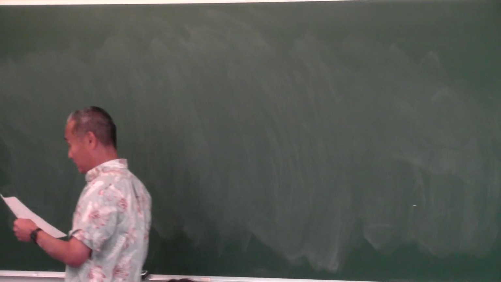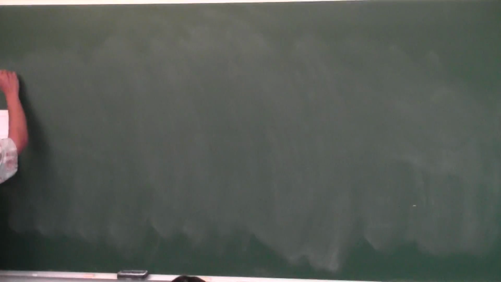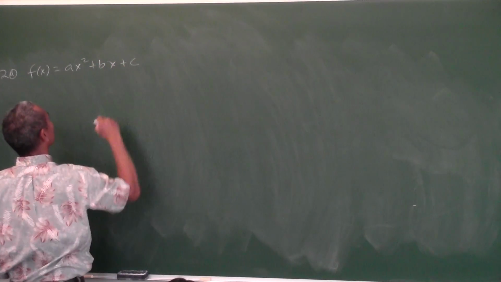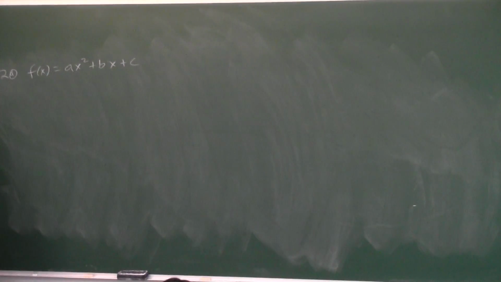Okay, we got a lot of problems to do. We better get started then. Okay, problem 2. If f of x is equal to ax squared plus bx plus c, what kind of graph is this? Parabola. It's a parabola. Compute the derivative.